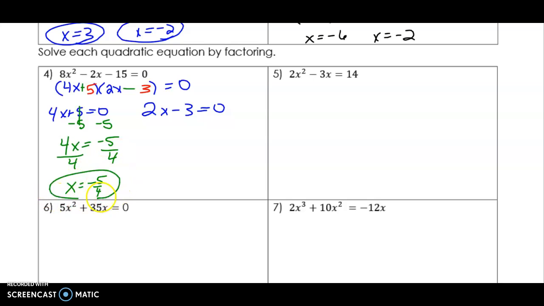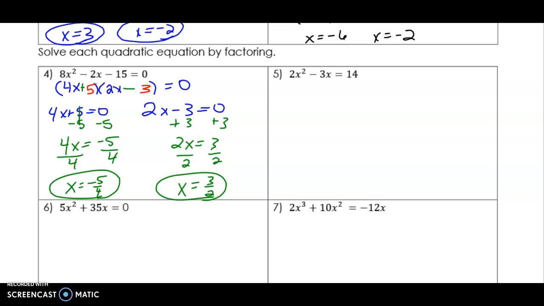So x equals negative 5 over 4. If we do it with the second one, divide by 2, x equals 3 over 2. So most often you're going to have two solutions. All right, why don't you guys go ahead and start on number 5.